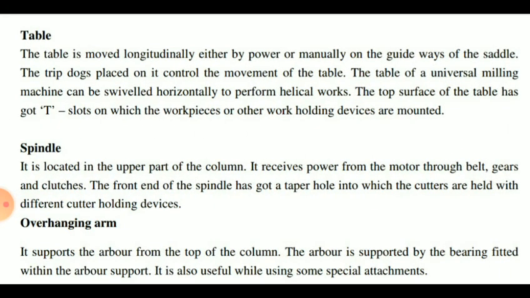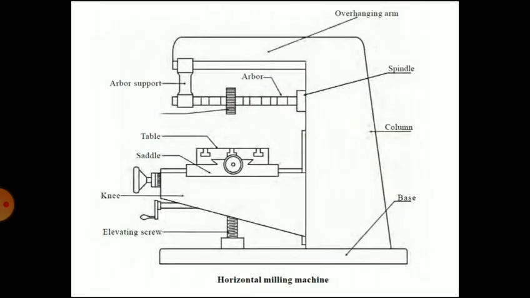And the next part, that is the table. The table rests on the wedge of the saddle and travels longitudinally. So this is the table that is mounted on a saddle, and the saddle is a sliding part. When the saddle moves, the table also moves. The top of the table is accurately finished and T-slots are provided for clamping the work.